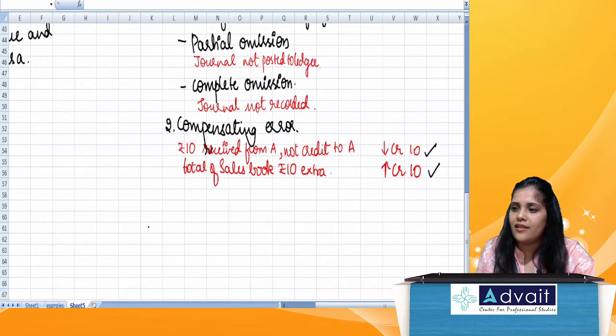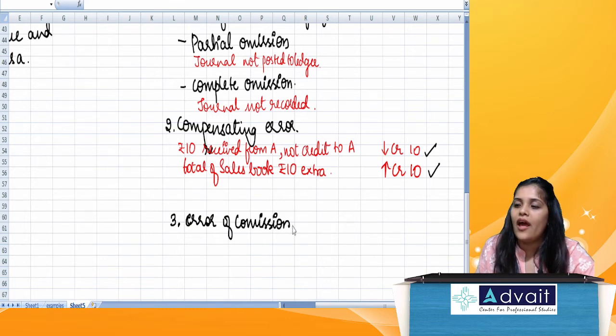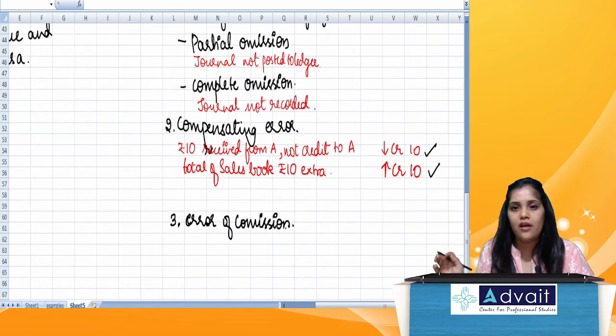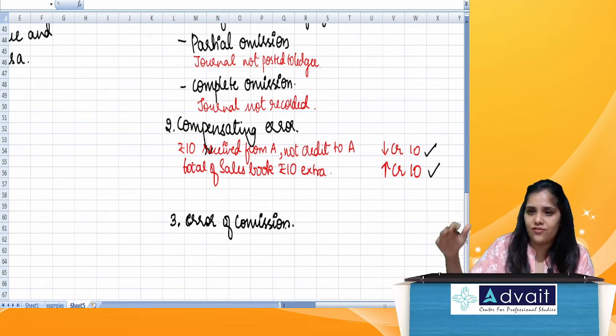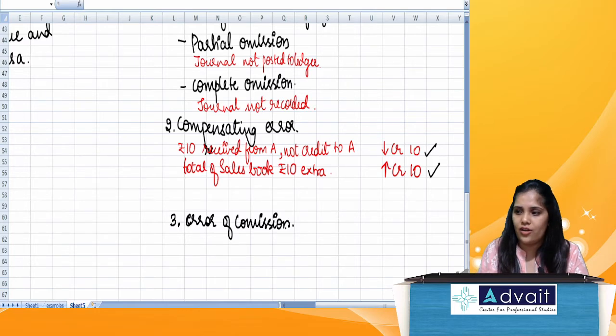Okay. And the next one is error of commission. Error of commission is the balancing figure. Means any other error which does not find place in the three will come under error of commission. Now let's take an example.